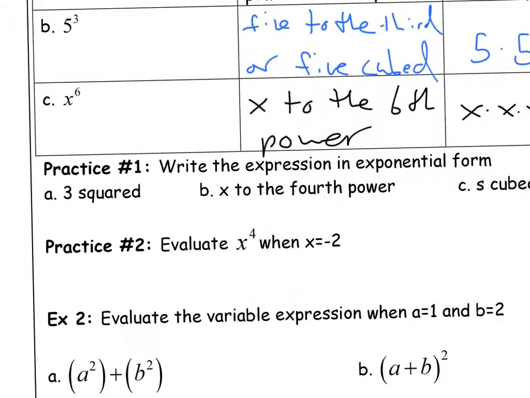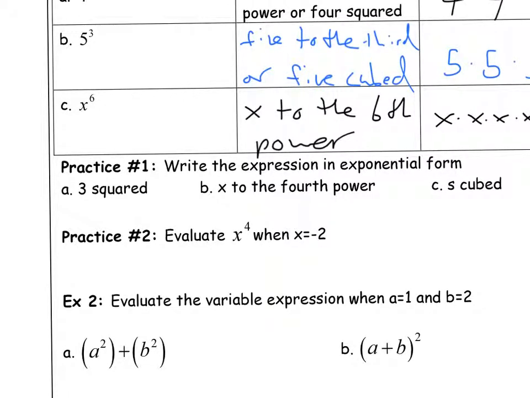So now in practice number 1, what I want you guys to do is write the expression in exponential form. So go ahead and write it out for me in exponential form, meaning this is exponential form here. So write it how it should look. Again, you may want to just pause the video and try this because I'm going to throw the answers up in just a second. Okay, so 3 squared looks like this, 3 squared. X to the 4th power looks like this, x to the 4th power up here on the top right. S cubed looks like this, s to the 3rd power. Cubed always means to the 3rd power.